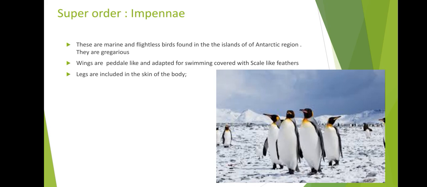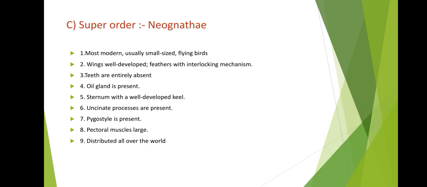Example is the penguin. And the next one is the superorder Neognathae. These are the most modern and usually small-sized flying birds. Wings are well developed, with feathers having an interlocking mechanism. Teeth are entirely absent in modern birds. Oil gland is present. Sternum has a well-developed keel, and pectoral muscles are large. They are distributed all over the world.